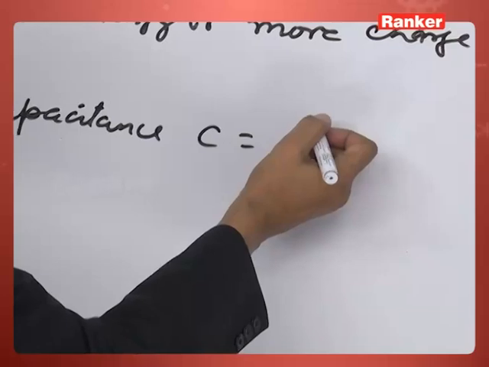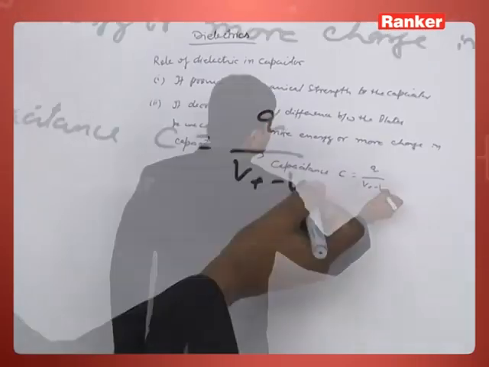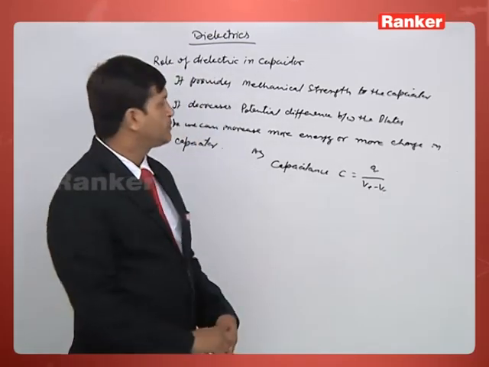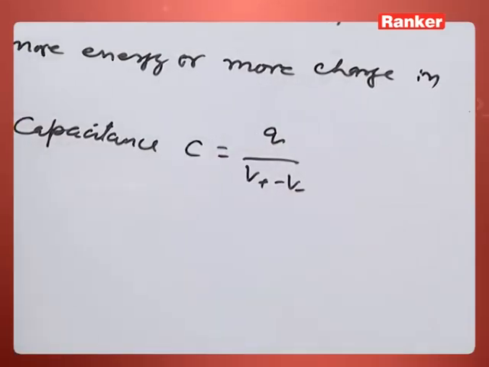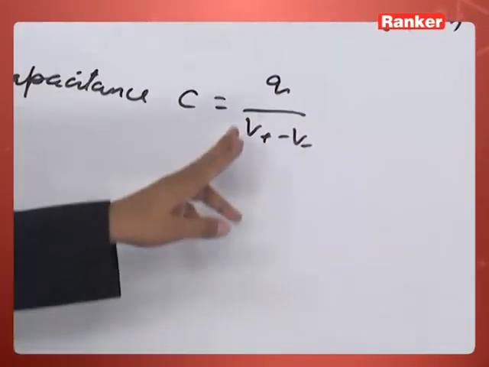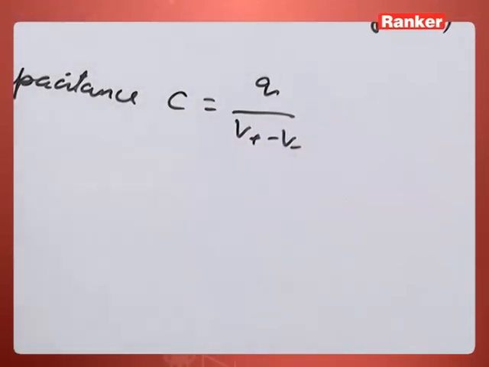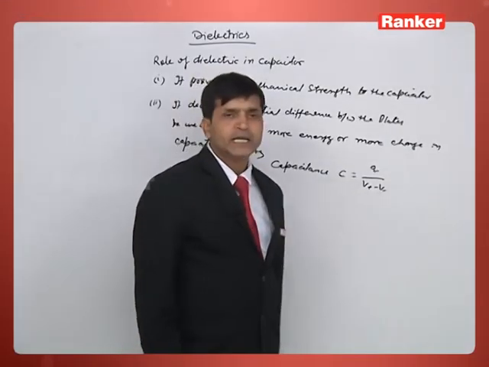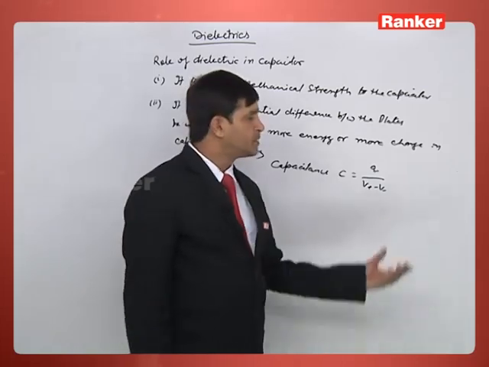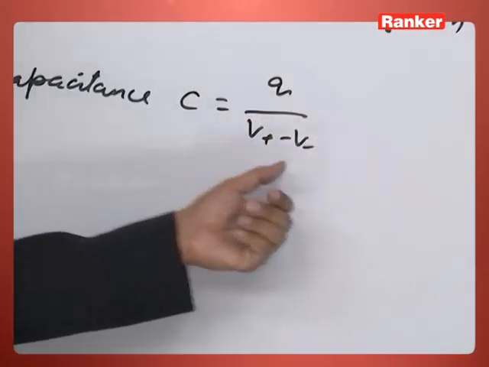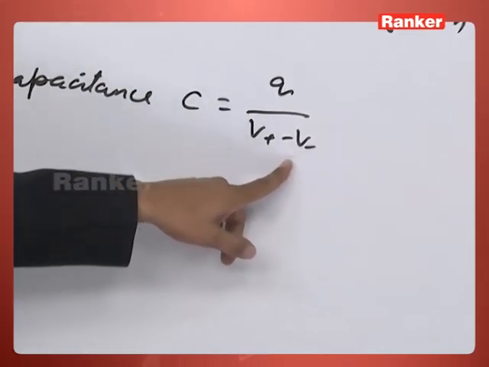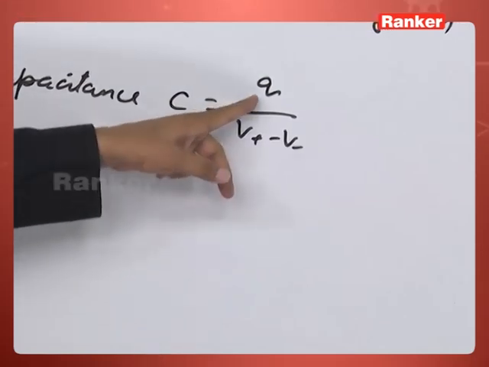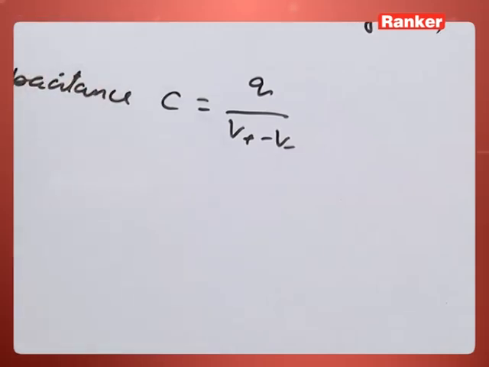C is equal to Q by the potential difference between the positively charged plate and the negatively charged plate. Q is the charge on a capacitor plate, and V positive minus V negative is the potential difference between the positive and negative charged plates. So by introduction of a dielectric slab, or insulating slab, between the plates, the V value decreases, that is, the potential difference across the capacitor decreases. When it decreases, C will increase, so we can give more charge, and it can store more energy.